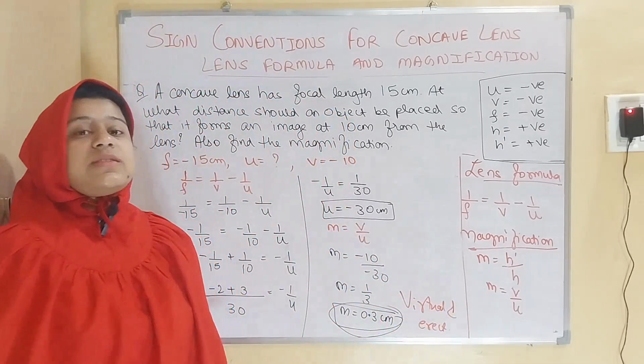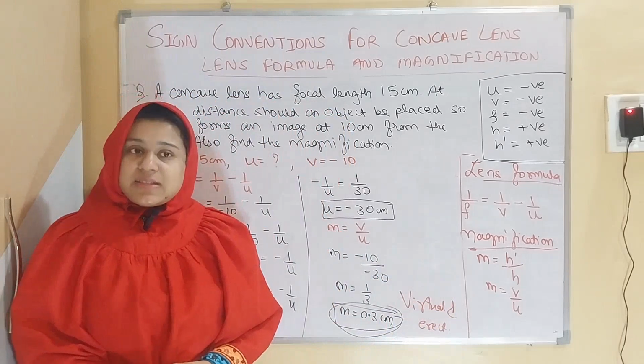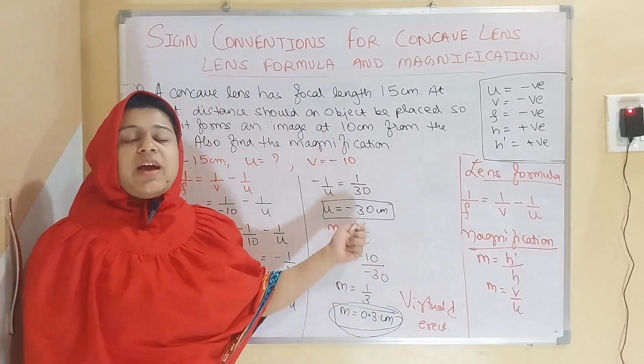So this is all with the sign conventions for spherical lenses, the lens formula, magnification and numericals.